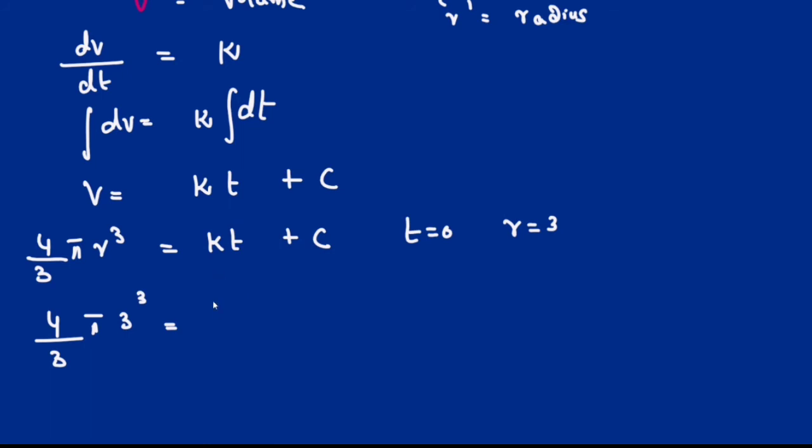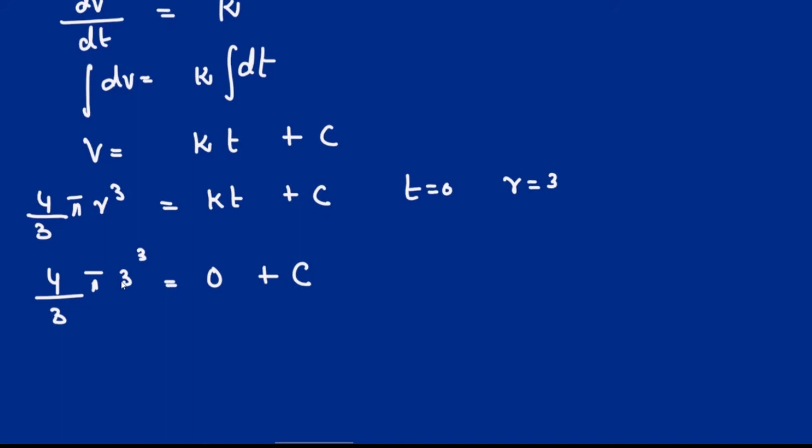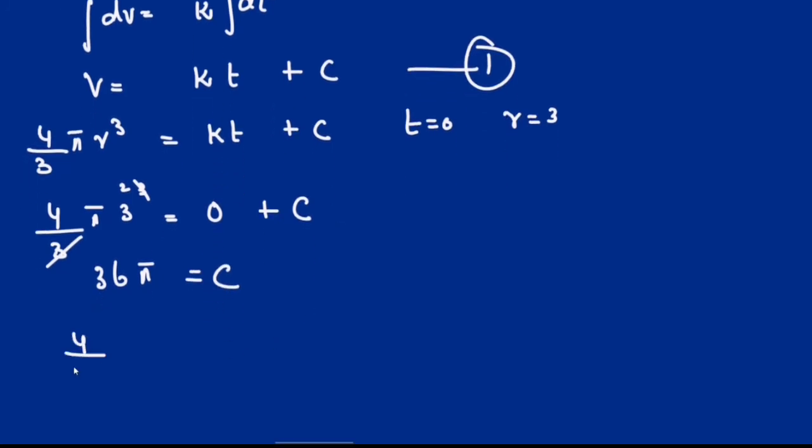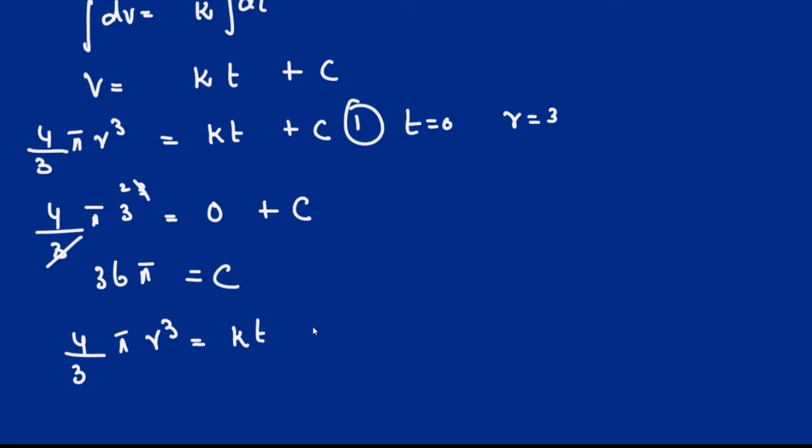T is 0 plus c. So what will that get you now? 36, isn't it? 36 pi is c. So this is that equation. We found a constant, put it back in that equation. So volume, 4 by 3 pi r cube, is k into t plus the constant c. The constant c is 36 pi.